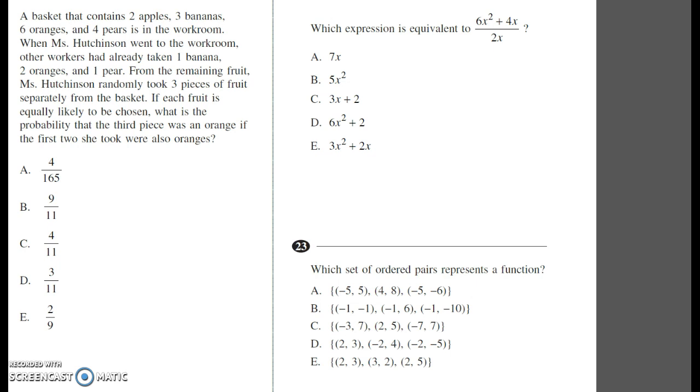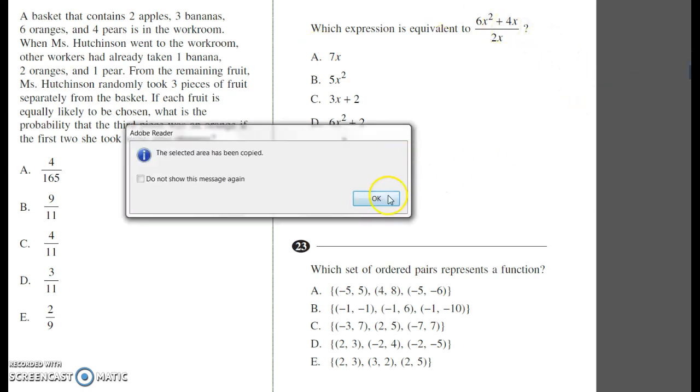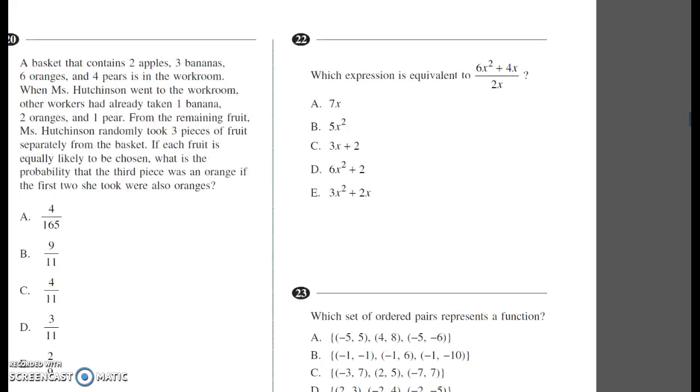Question number 22. We're looking for an equivalent phrase or an equivalent expression. So all you're going to do with this one is simplify it a little bit to see what's going on.